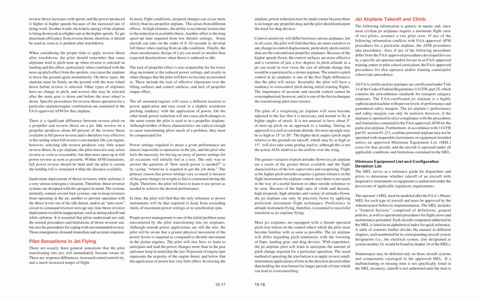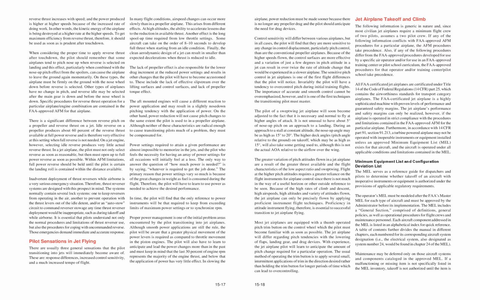To get maximum efficiency from reverse thrust, therefore, it should be used as soon as is prudent after touchdown. When considering the proper time to apply reverse thrust after touchdown, the pilot should remember that some airplanes tend to pitch nose up when reverse is selected on landing, and this effect, particularly when combined with the nose-up pitch effect from the spoilers, can cause the airplane to leave the ground again momentarily. On these types, the airplane must be firmly on the ground with the nose wheel down before reverse is selected. Other types of airplanes have no change in pitch, and reverse idle may be selected after the main gear is down and before the nose wheel is down. Specific procedures for reverse thrust operation for a particular airplane/engine combination are contained in the FAA-approved AFM for that airplane.